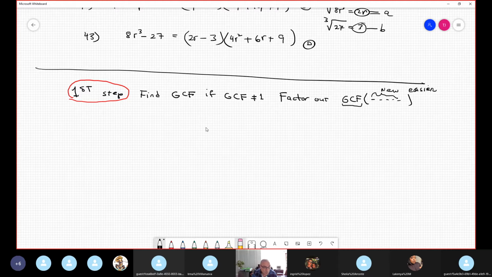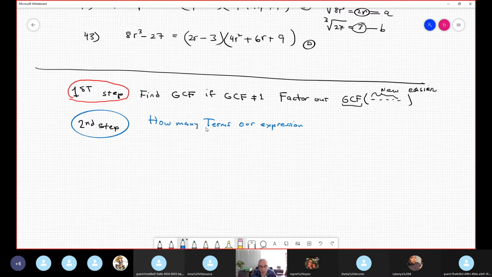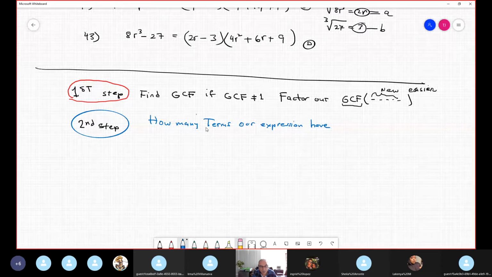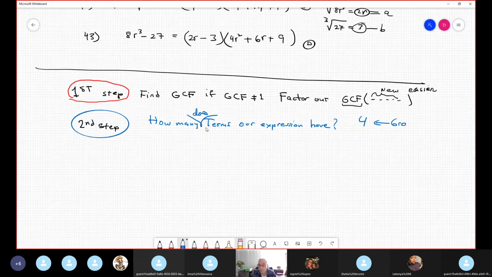What is the second step? The second step, in my opinion, is the most important step. Let me use blue color because important is in blue color. How many terms does our expression have? For 4 terms, grouping. For 3 terms, trinomial.